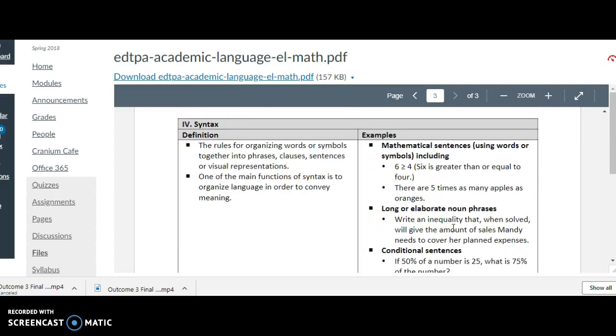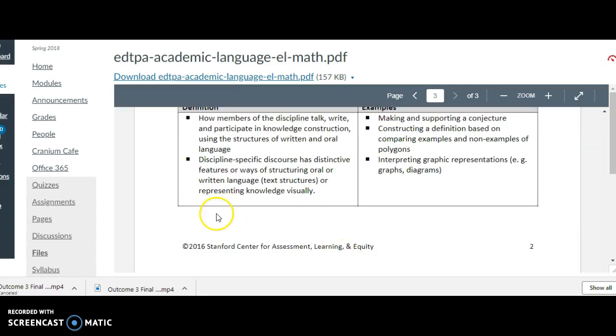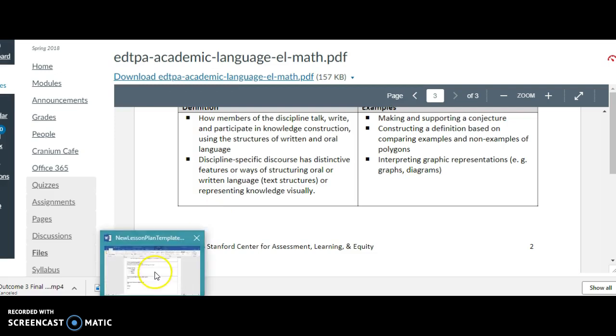This could also mean, and they don't put this on here, a table or a tool or some sort of structured thing that you use. So if you have kids enter values into a table, that's also syntax. If you have them develop a graph, that's also syntax. So peruse this document, take a look at it, see how it helps you when you are going through those 4 language supports.